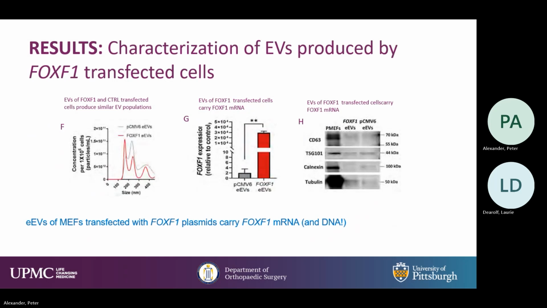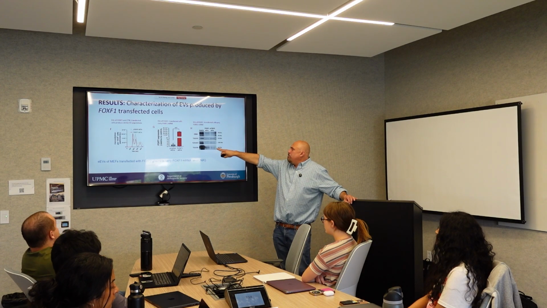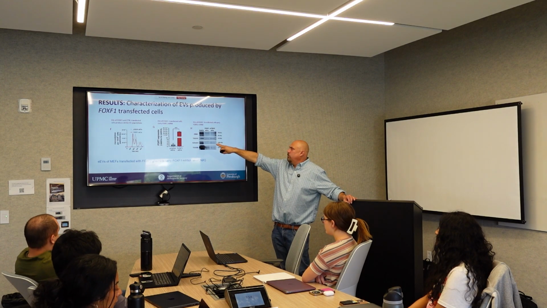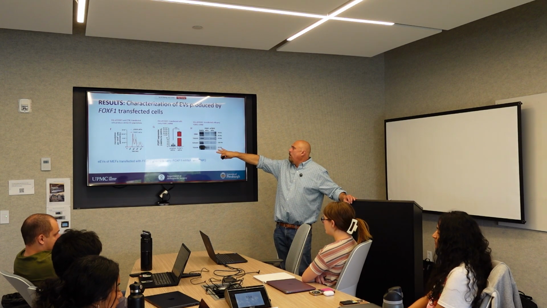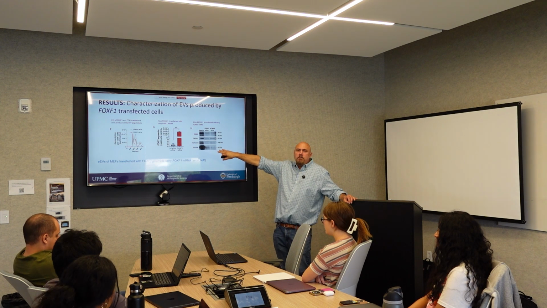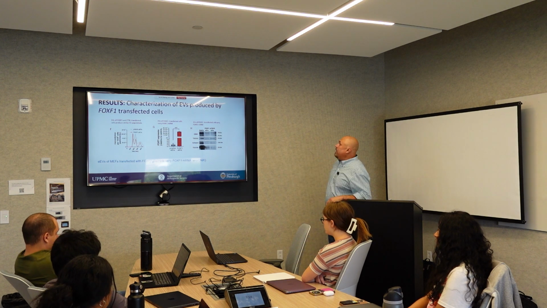You, with the whole paper in front of you, if you have questions on a particular panel, you ask it at this point. Anyway, I would say that this figure is really about characterizing the EVs that are produced by these FOXF1 transfected cells. They demonstrate in part F that the EVs made by the controls, PCMB6, versus the experimental FOXF1, are not exactly the same, but quite similar in size.